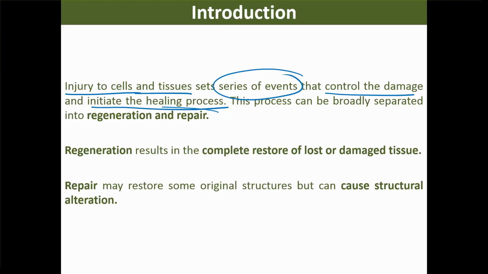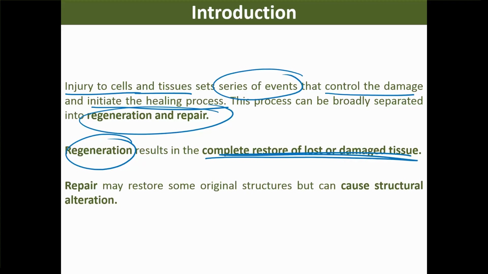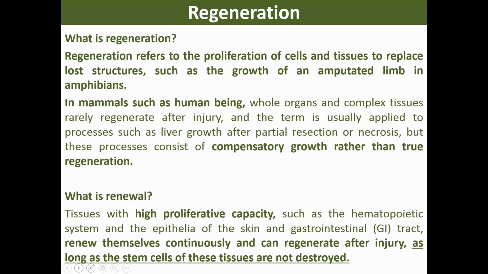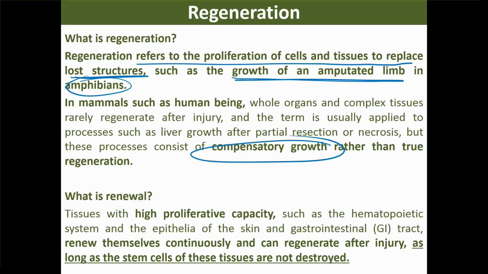So the healing process is of regeneration and repair. Regeneration means complete restoration of lost or damaged tissue. Repair means the original structure will not be restored, but it causes some structural alteration. So regeneration refers to proliferation of cells and tissues to replace the lost structure. In some animals, if a limb is removed, for example in amphibians, the limb grows back. Whereas in human beings, we have only compensatory growth. That happens in the liver.